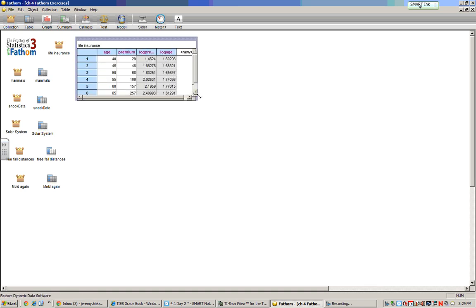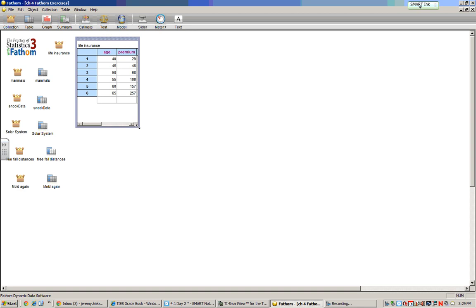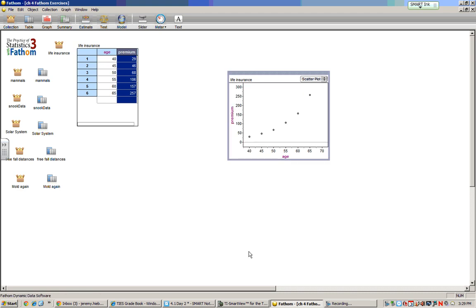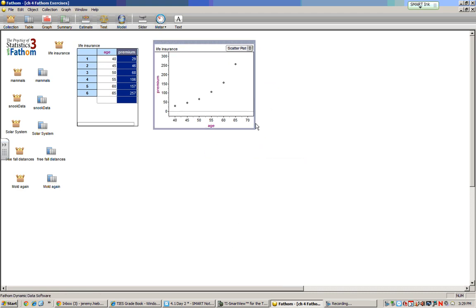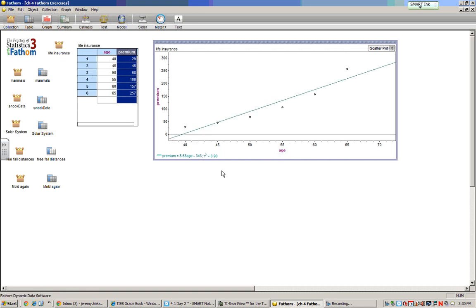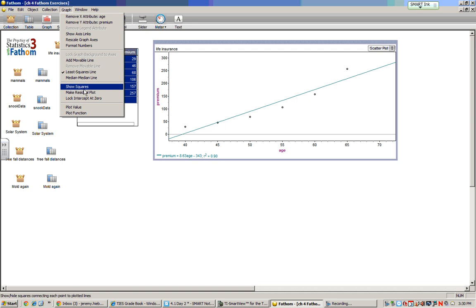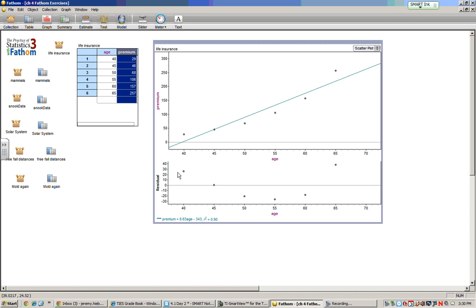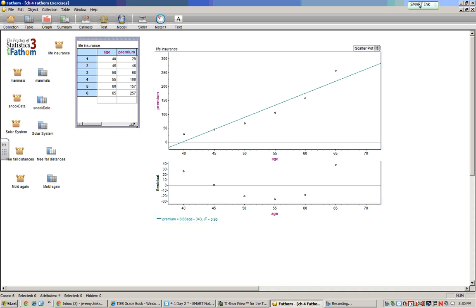So if I take some data on the age and life insurance premium, if I drag down age and now I look at premium, hopefully you can look at this data and say, this doesn't look too linear. And if we want to prove that, we can draw a least squares regression line, and in there, we can make a residual plot underneath. If you look at the residual plot, there's definitely a pattern in that residual plot, so this data does not fit a linear graph.